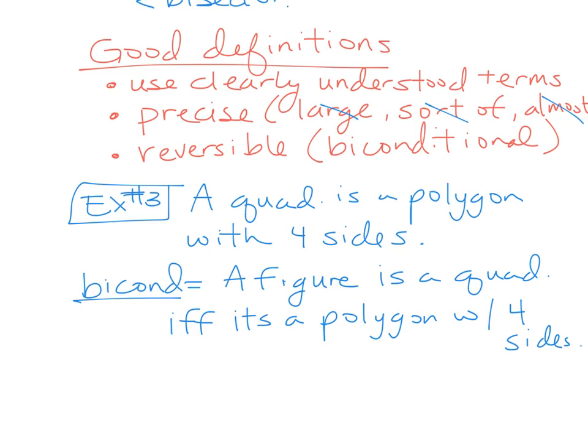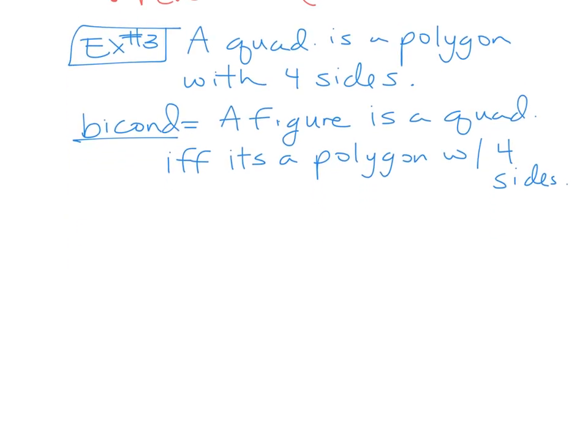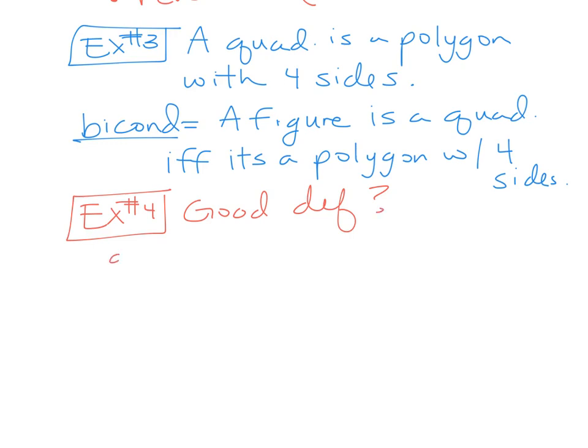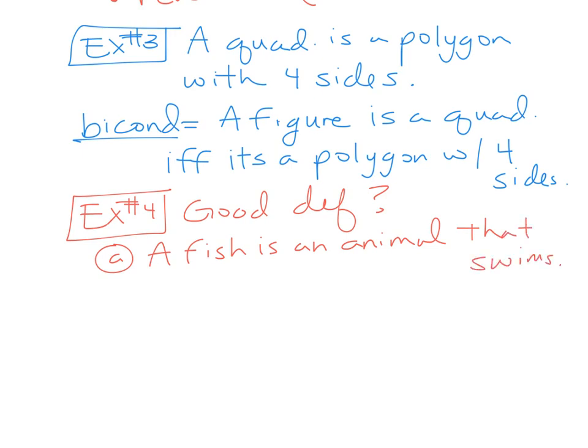Okay, all right, tell me if these are good definitions. Example 4, last one. Is it a good definition? A fish is an animal that swims. Is that a good definition, based on the constraints we put on a good definition?